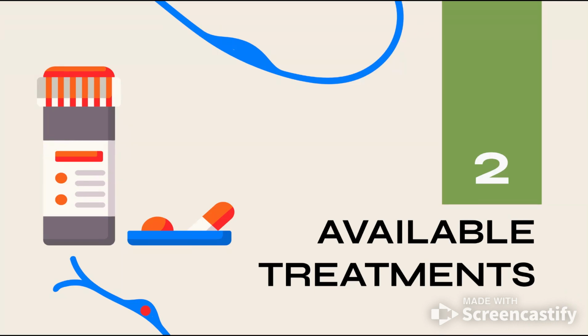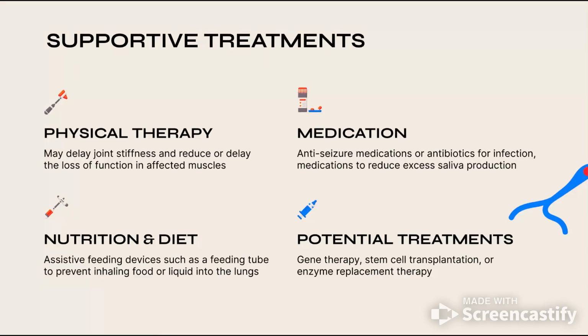Available treatments. So currently there are no cures for Tay-Sachs disease, and there are no treatments that are currently approved to slow the progression, but there are some treatments to manage the symptoms. So the first one is physical therapy, which can help children keep the joints flexible and maintain as much ability to move as possible. There are some medications to help control seizures and to reduce the risk of mucus accumulation and prevent aspiration pneumonia.